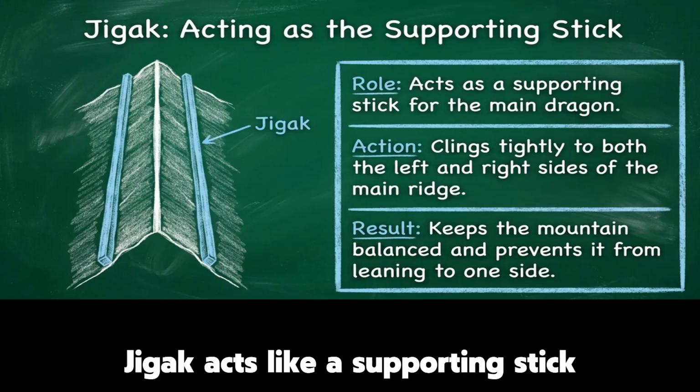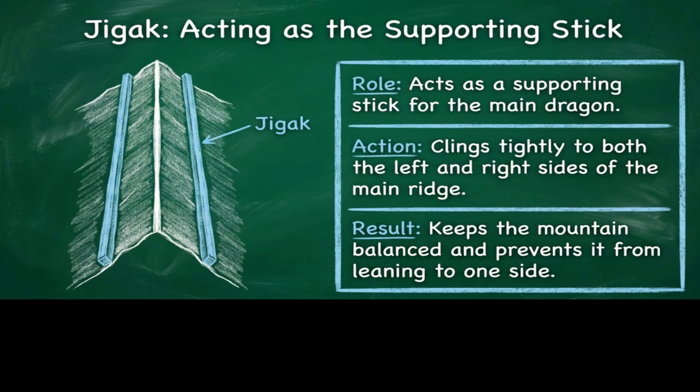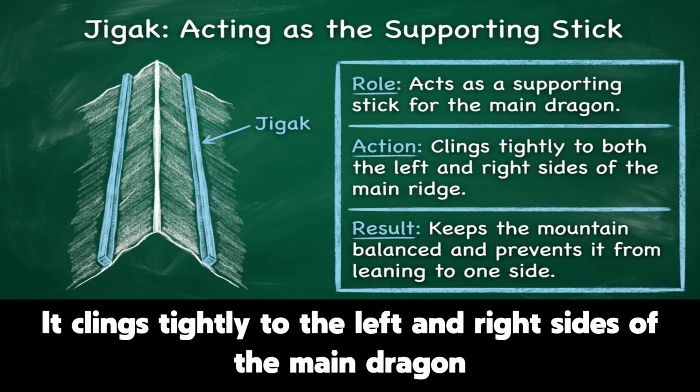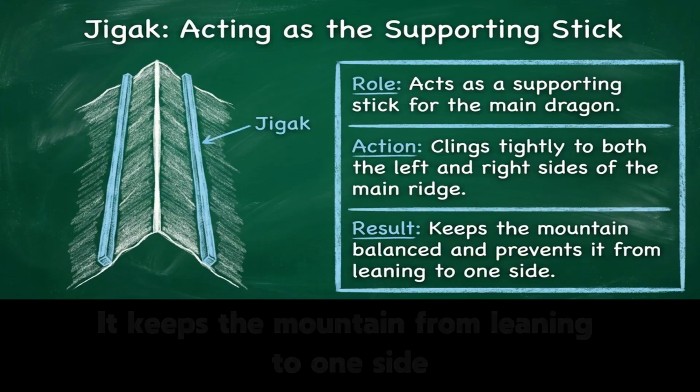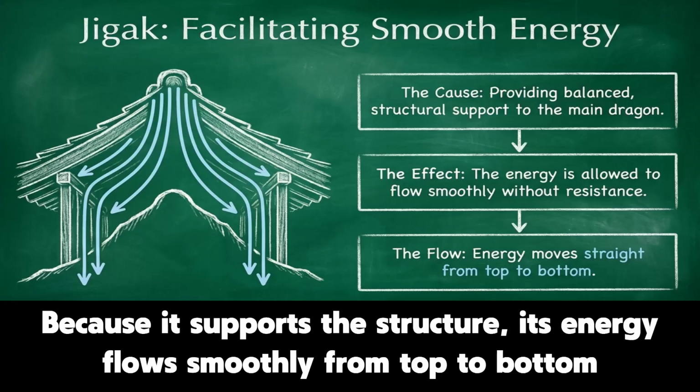Second, Jigak. Jigak acts like a supporting stick. It clings tightly to the left and right sides of the main dragon. It keeps the mountain from leaning to one side. Because it supports the structure, its energy flows smoothly from top to bottom.